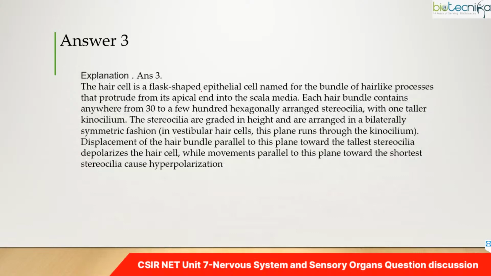I have given more information about these hair cells. They are flask-shaped epithelial cells. Each hair bundle contains around 30 to 100 hexagonally arranged stereocilia. One taller one we call the kinocilium. They are graded in height and arranged in a bilaterally symmetrical fashion. Displacement of the hair bundle parallel to this plane towards the tallest stereocilia depolarizes the hair cell, while if they move away, it will cause hyperpolarization. Okay, Vanishri. So let's move ahead.